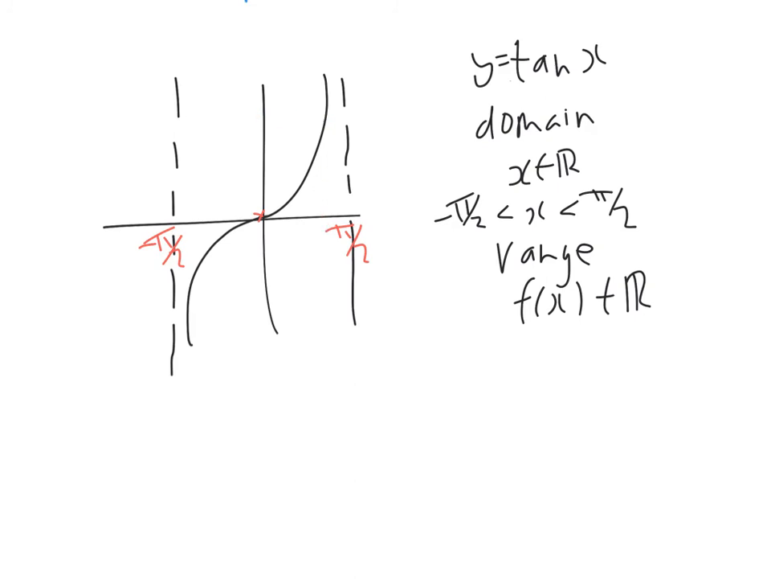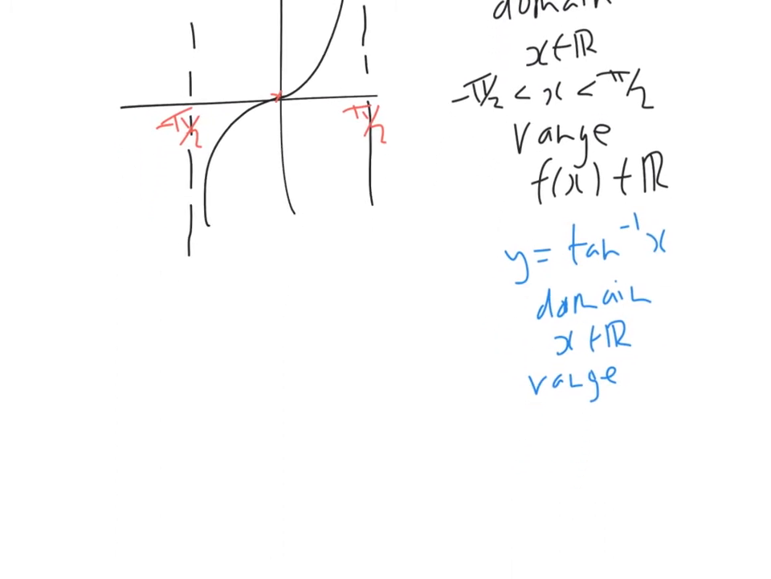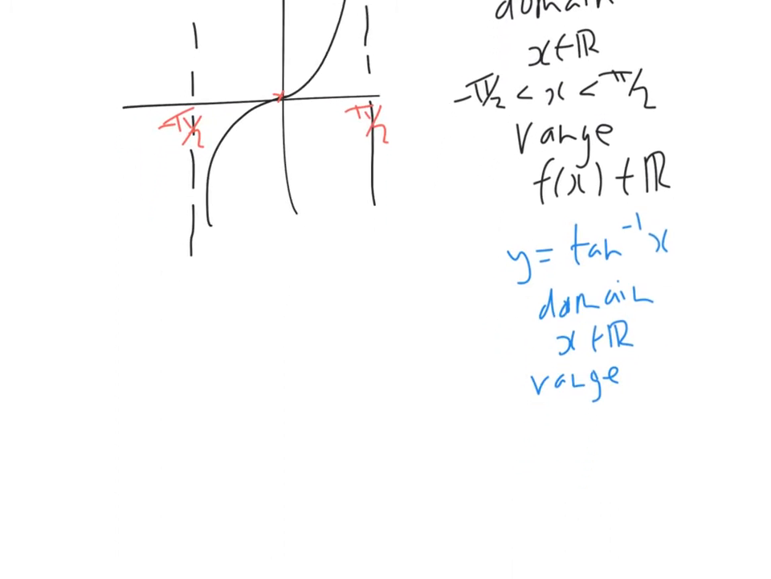Let's look then at the inverse function. Remember, for inverse functions, the domain and the range are interchanged. So the domain is now going to be that x can be any value, and the range, you'll only be able to get out the values that were put into the original function, which was between pi over 2 and minus pi over 2.